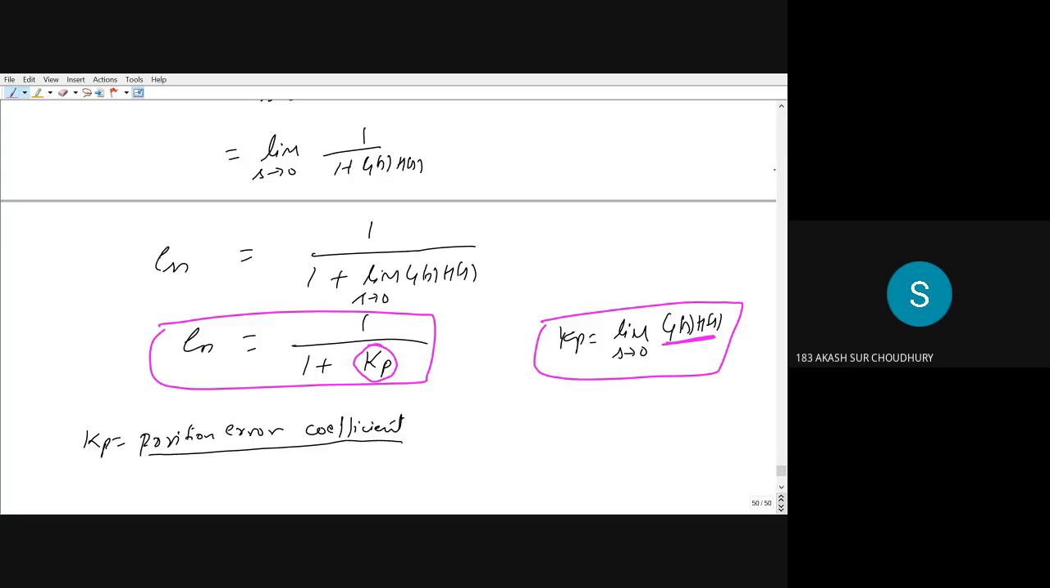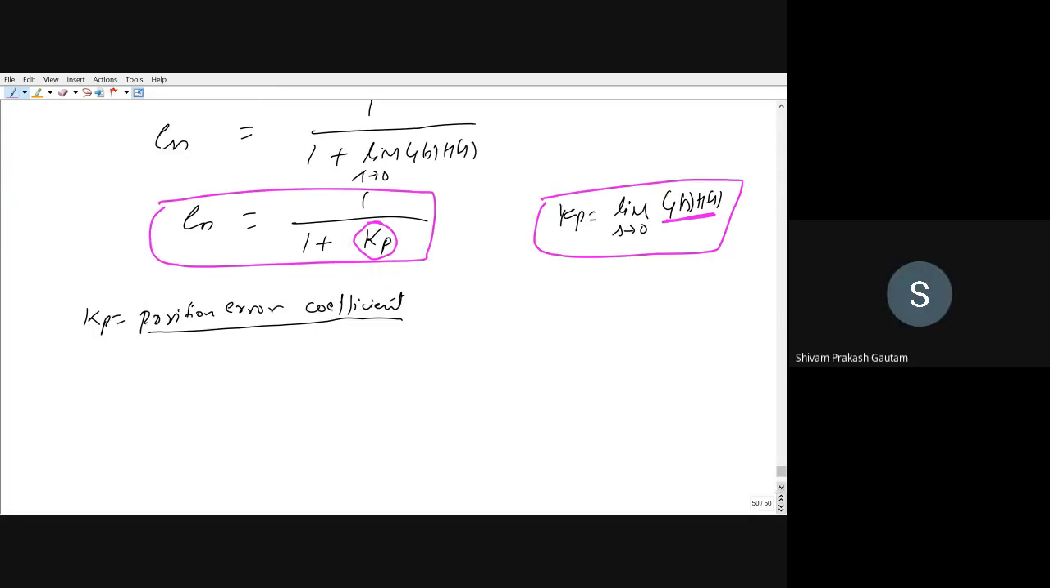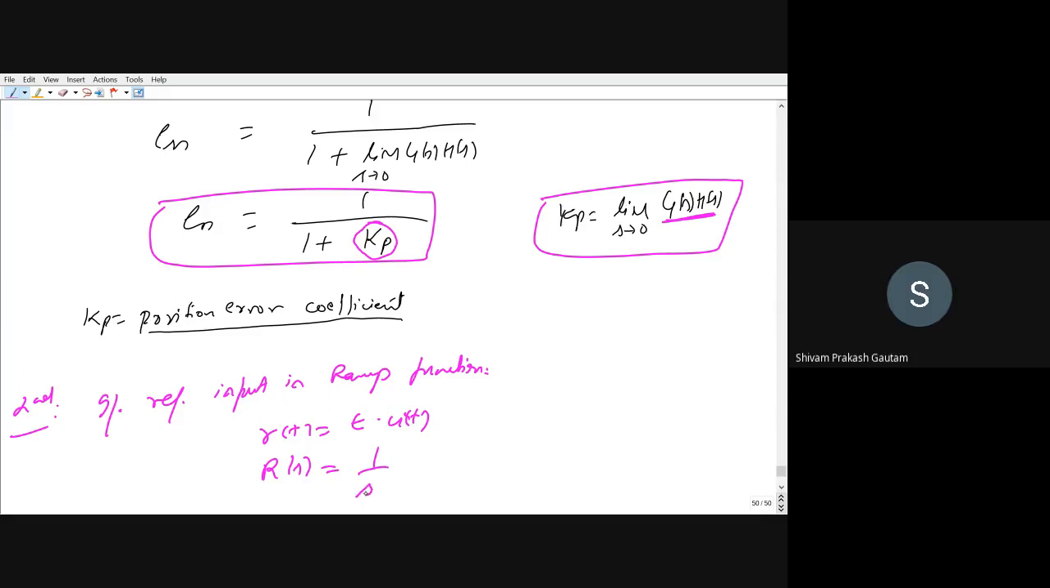Yes sir. Okay. Now we will consider the second case, if the reference input is a ramp function. Ramp means r(t) is equal to t into u(t). What is the Laplace transform of ramp? So 1 by s square, right?